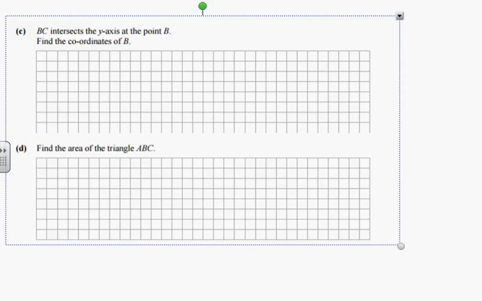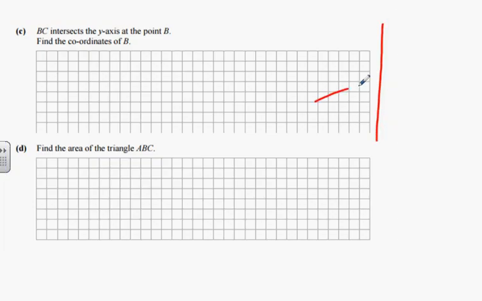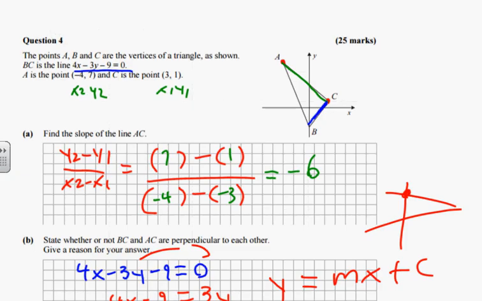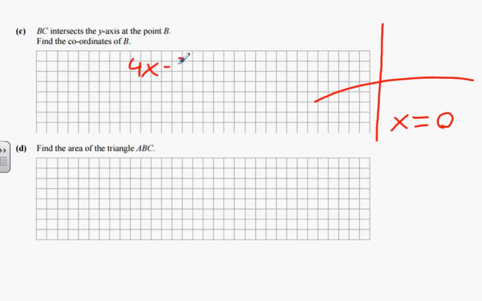BC intersects the y-axis at point B. Find the coordinates of B. What is guaranteed about the y-axis? Every point on the y-axis, what's guaranteed? x has to equal 0. What are they talking about? They're talking about B to C. B to C is that one there. 4x minus 3y minus 9 equals 0. So what should I do?